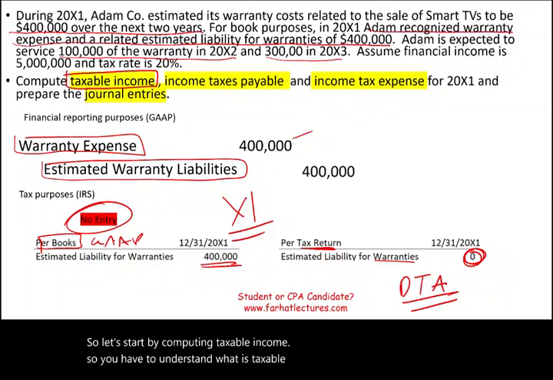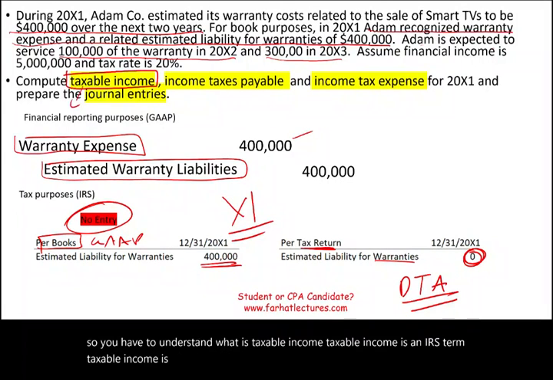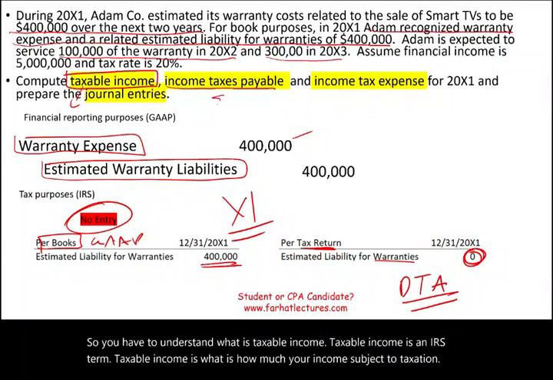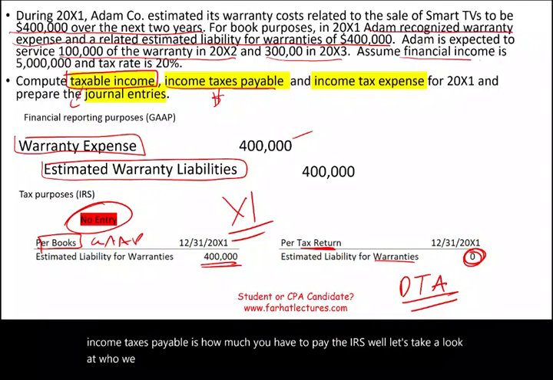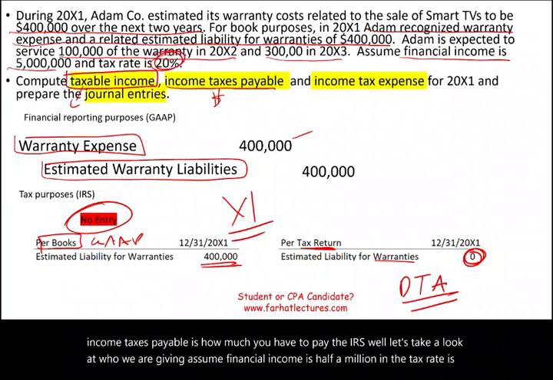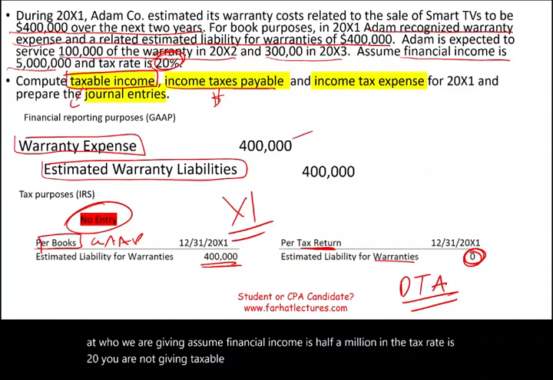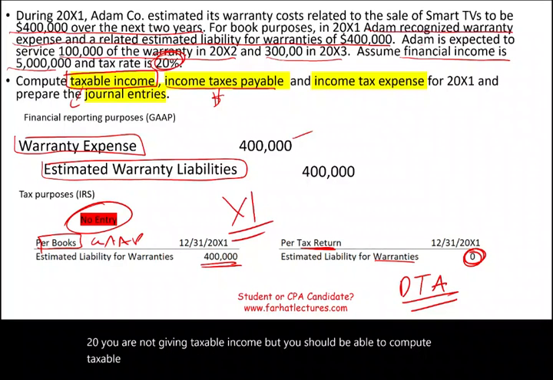Taxable income is an IRS term. It is how much of your income is subject to taxation. Income tax payable is how much you have to pay the IRS. Well, let's take a look at what we are given. Assume financial income is $500,000 and the tax rate is 20%. You are not given taxable income, but you should be able to compute it. Let's see how we compute taxable income.